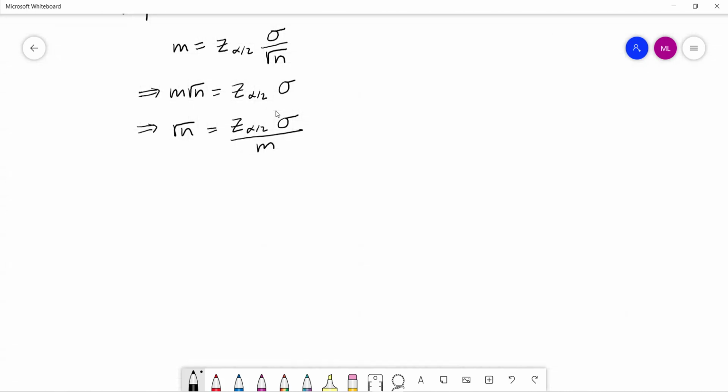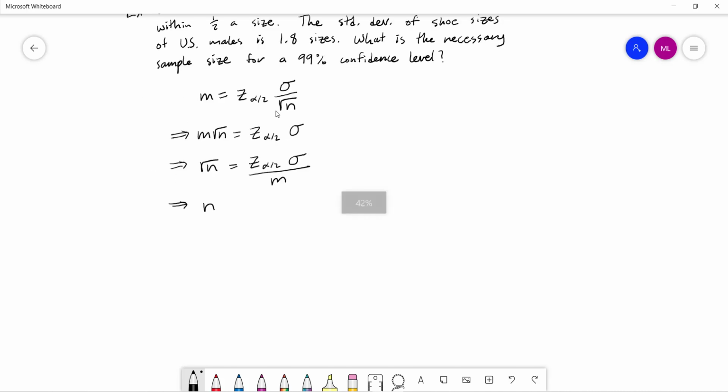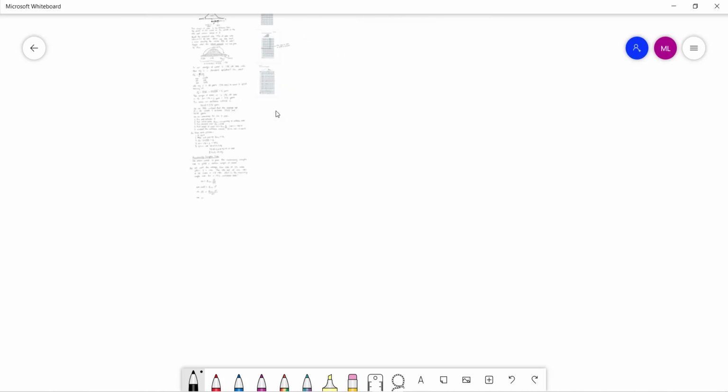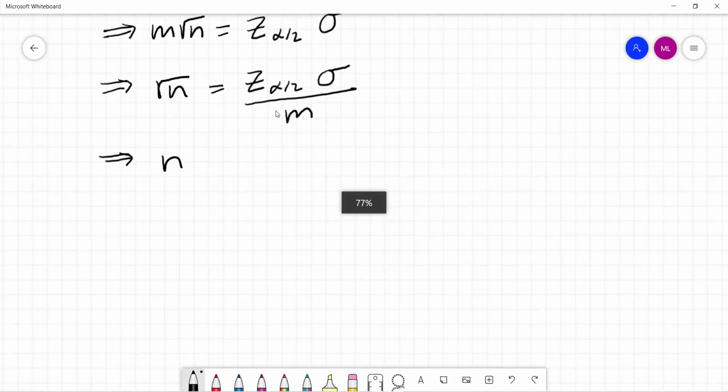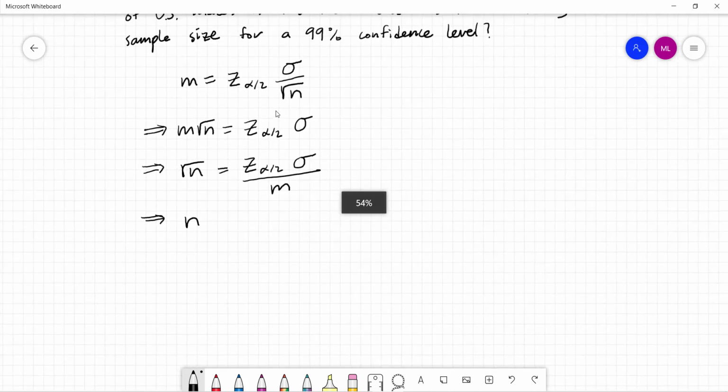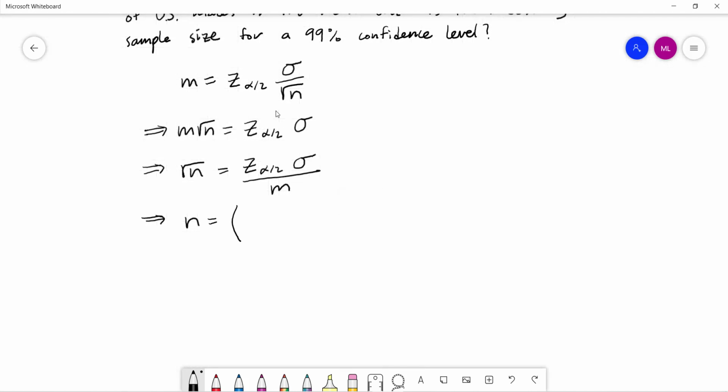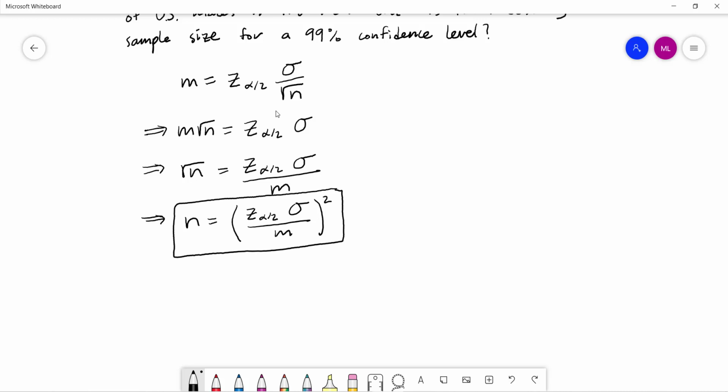And the last thing I need to do is undo the square root. Right now, n is being square rooted. If I want to get rid of that square root, I have to square both sides. Square is the opposite of square root, and that's what will undo the square root. So I just need to, there we go, square both sides. And I'll get z sub alpha over 2 times sigma over m, squared. This is the formula that we can use for necessary sample size. And for us, we just need to plug in the values. We know that m is equal to 1/2, or 0.5.